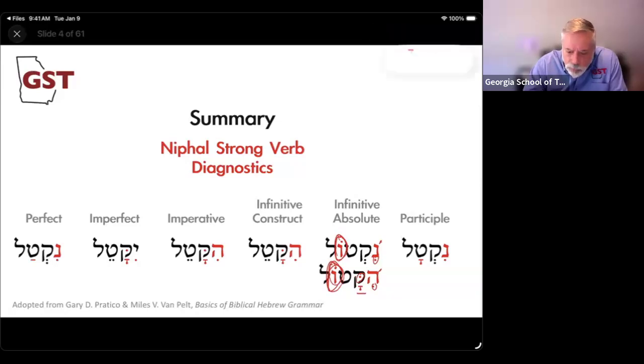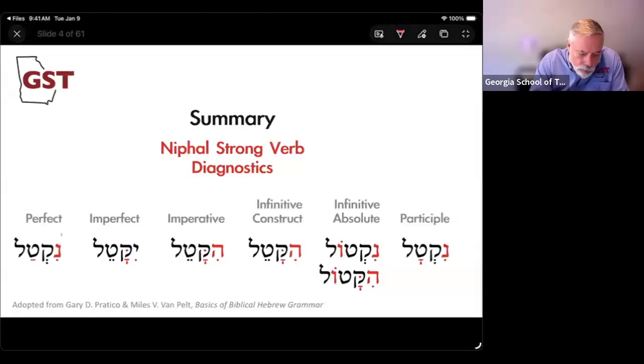Think of it this way. I'm trying to simplify as I can. There are three forms that maintain the nun prefix, right? The perfect, the participle, and one form of the infinitive absolute. And in those three forms, they're almost exactly the same, except the stem vowel. The perfect is the patah, and the participle is the qamets, and the infinitive absolute is the hireq, the holem vav vowel letter. In all the other forms, we have a prefix. The imperfect, we're used to a prefix, and we're used to that hireq for the imperfect. And so the nun has dropped off, and we have assimilation with the qamets there in the first root position. Those are our diagnostic features.